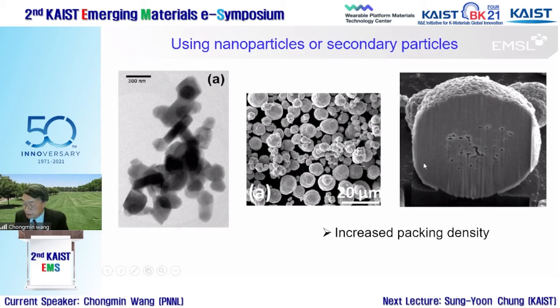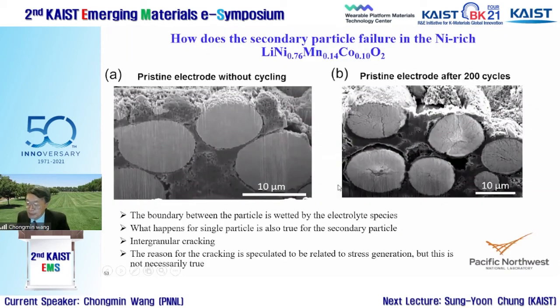So this is a collective behavior, and then definitely we get intergranular cracking, and I will show examples here. Typically these are lithium nickel manganese cobalt oxide, NMC, secondary particles. This is a pristine electrode without cycling. You make a cross section, and you can see it's very clean, and there is no cracking. After you cycle it, you get this kind of cracking. People call it cracking.